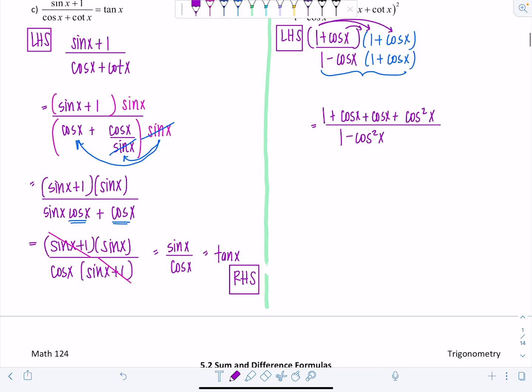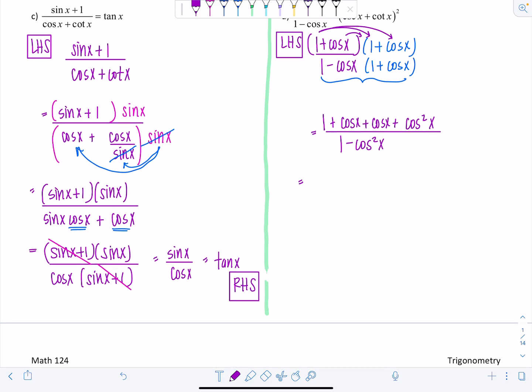Good. So now look here. We already talked about if the denominator is 1 minus cosine squared x, I'm going to go ahead and use my Pythagorean identity, replace it with sine squared x, and then in the numerator, these two, I can combine their like terms. So I'm going to have 1 plus 2 cosine x plus cosine squared x.